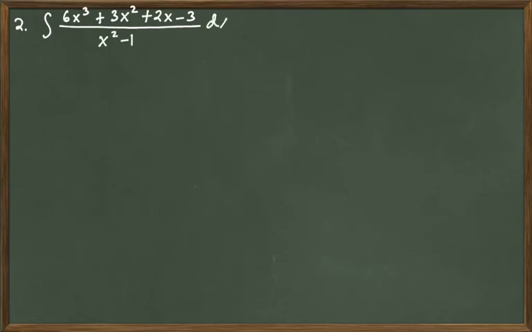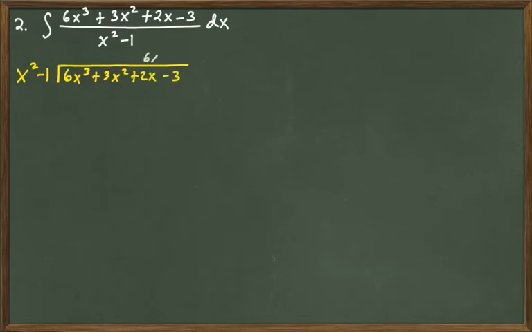Okay. I think we've got one or two more examples, so let's look at the next one. We have the integral of 6x cubed plus 3x squared plus 2x minus 3, all over x squared minus 1, dx. Notice that it's a degree 3 over a degree 2, so we're going to want to perform long division. x squared minus 1 is your divisor, and 6x cubed plus 3x squared plus 2x minus 3 is your dividend.